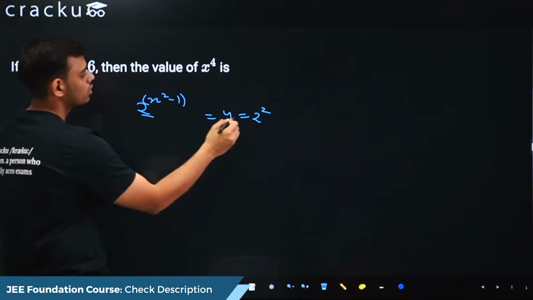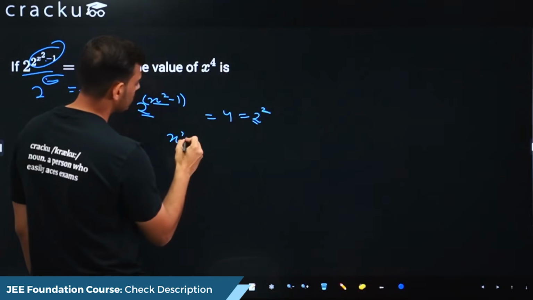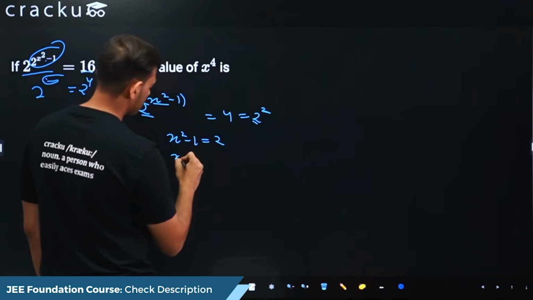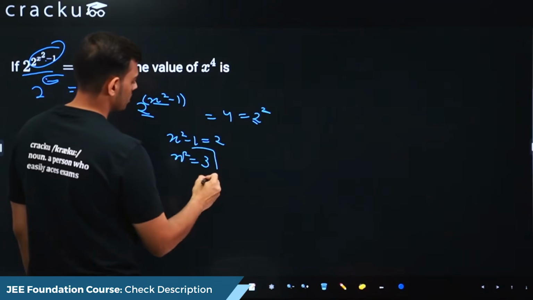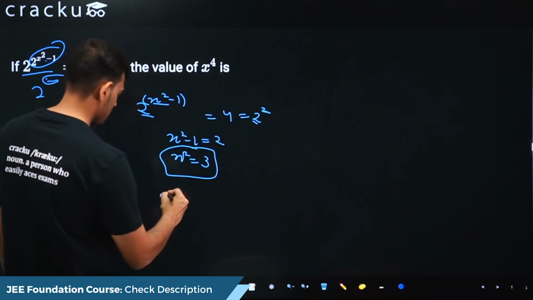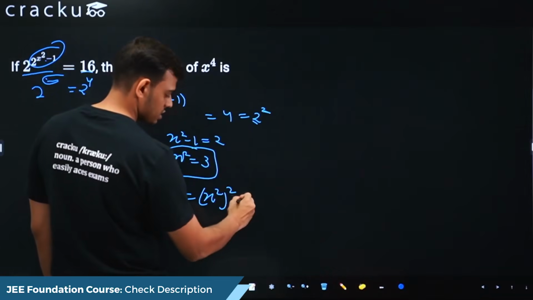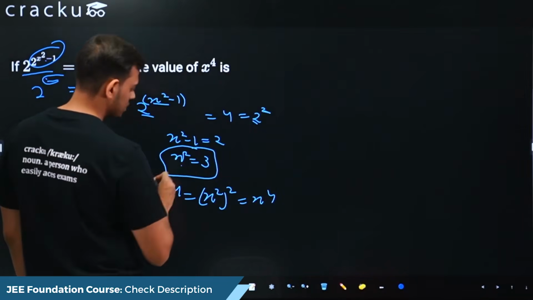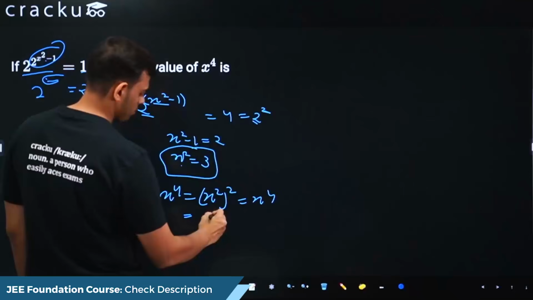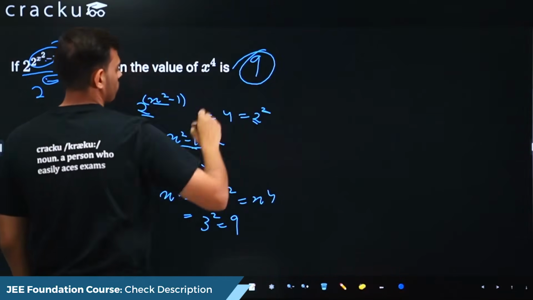So the base is equal, then these powers will be equal. I get x squared minus 1 equals 2. x squared equals 2 plus 1, which is 3. What do I need to calculate? I need to calculate x raised to the power 4. x raised to the power 4 is the square of x squared. What is x squared? 3. x raised to the power 4 is 3 squared, which is equal to 9. So the answer for this will be 9.